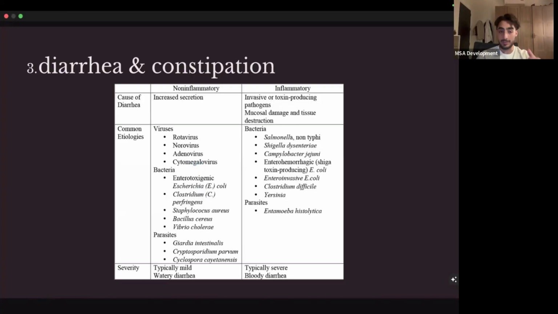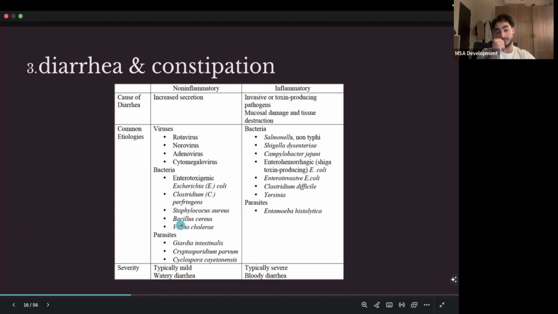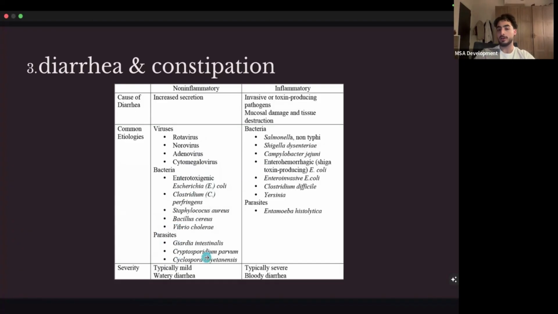Okay. Whereas in your non-inflammatory diarrhea, these are things that are just going to be causing more secretions to be let out into the gastric or the GI lumen. So things like rotavirus, norovirus, adenovirus, or CMV, cytomegalovirus. Classically, your cholera is also going to be causing a secretory diarrhea. And your parasites, you have Giardia, you have Cryptosporidium, and your Cyclospora.